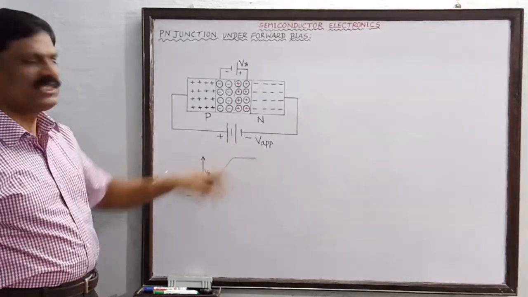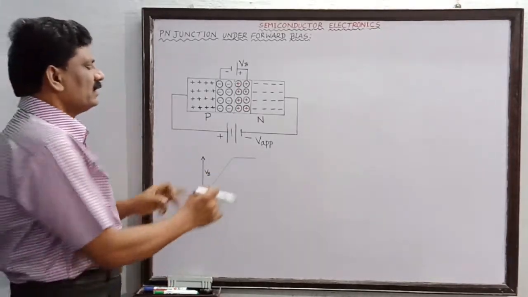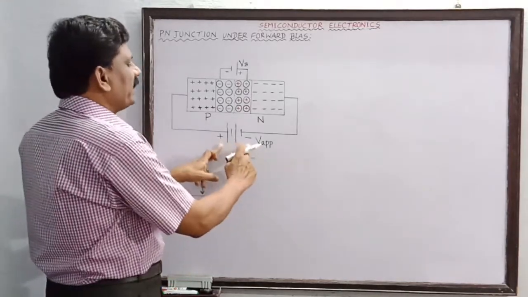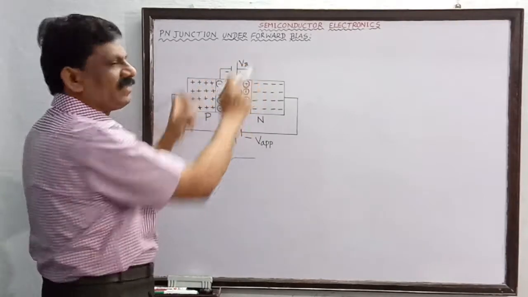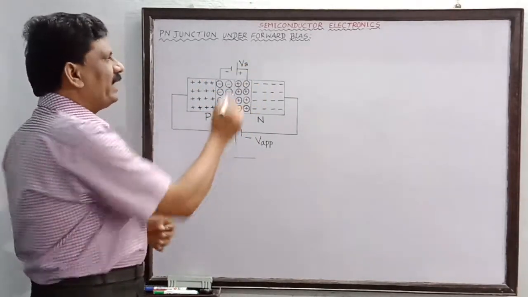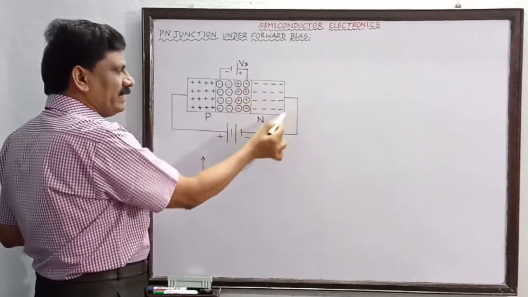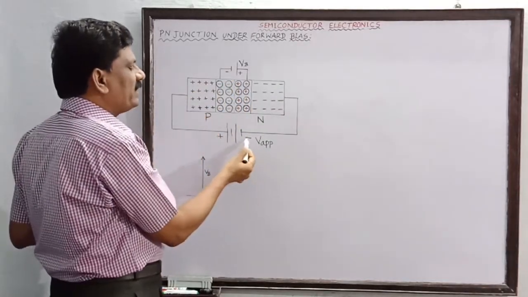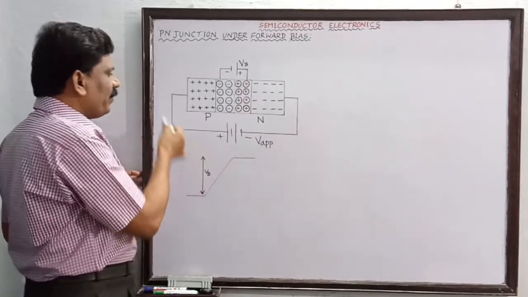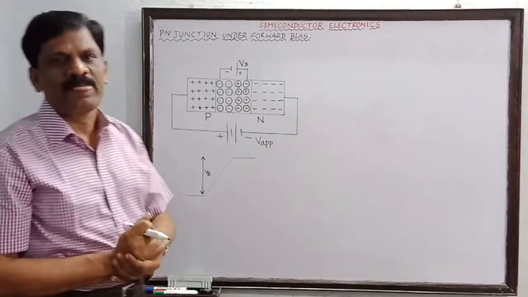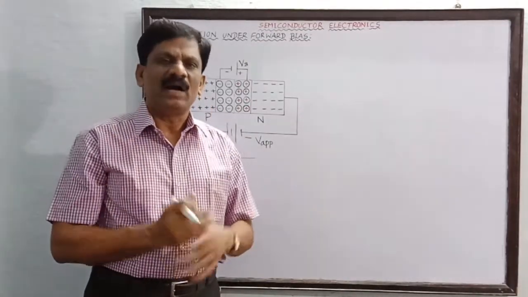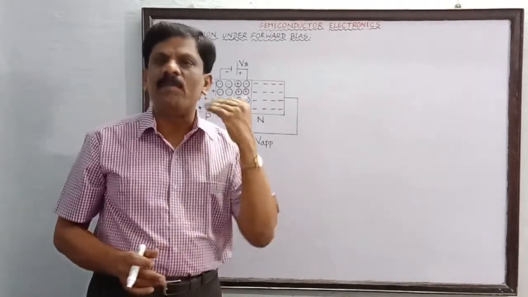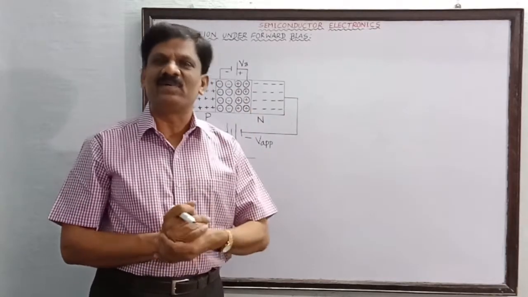Now you see the direction of the applied voltage. This is the negative terminal and the left side is the positive terminal, and you can see that it is opposite to that of the barrier potential. The barrier potential is positive on the N side and negative on the P side, whereas the applied potential is negative on the N side and positive on the P side. So how do we apply the external voltage? It is applied in a direction opposite to that of the barrier potential.